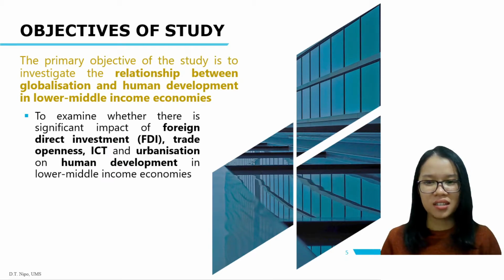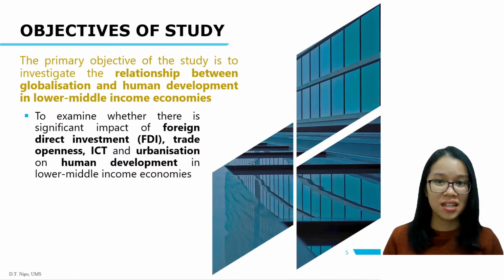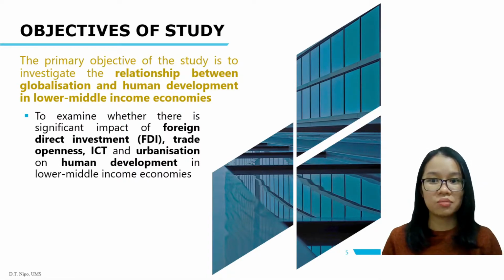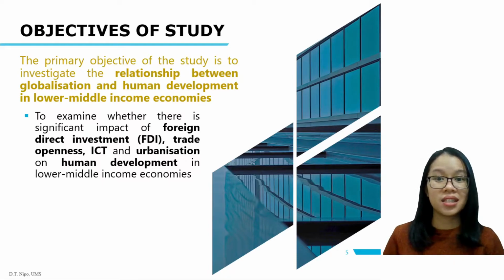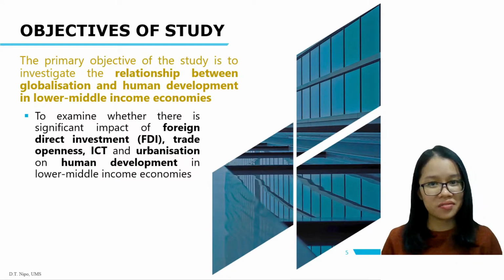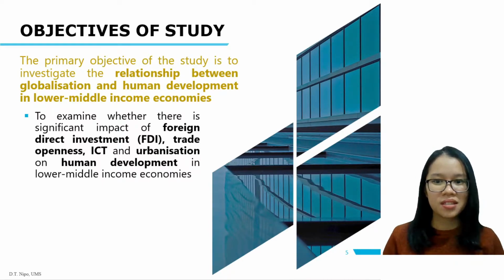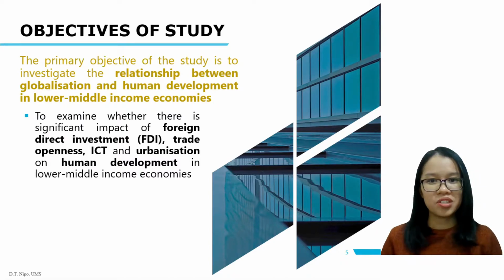As mentioned earlier, the primary objective of this study is to investigate the relationship between globalization and human development in lower middle income economies. Specifically, this study attempts to examine whether there is a significant impact of foreign direct investment, trade openness, ICT or information and communication technologies, as well as urbanization on human development in lower middle income economies.